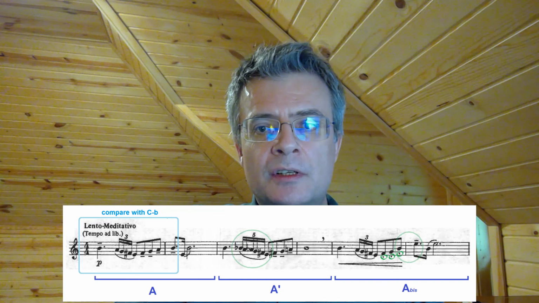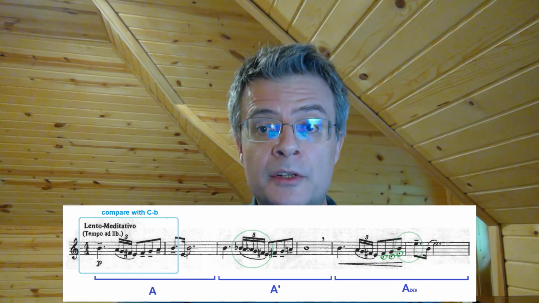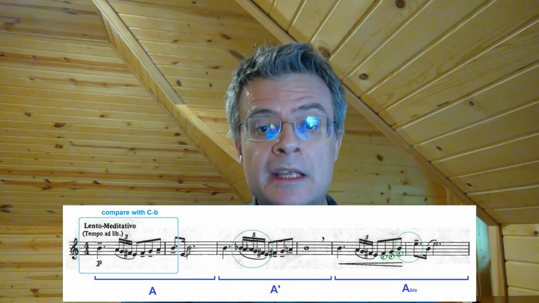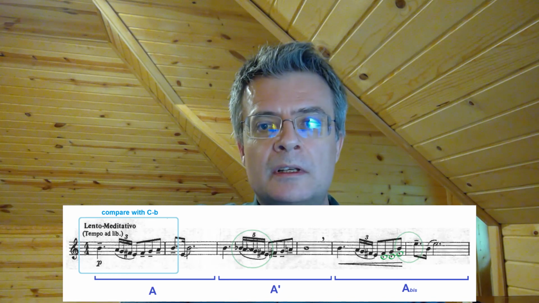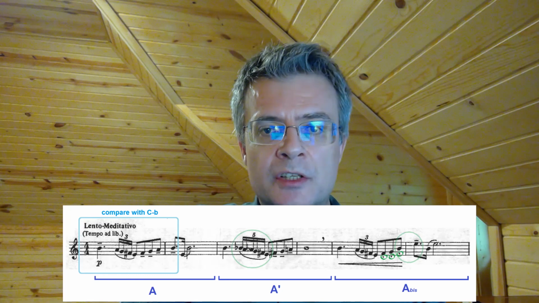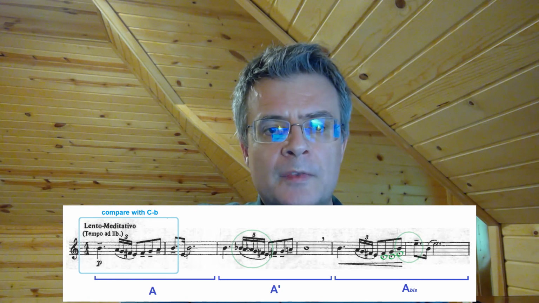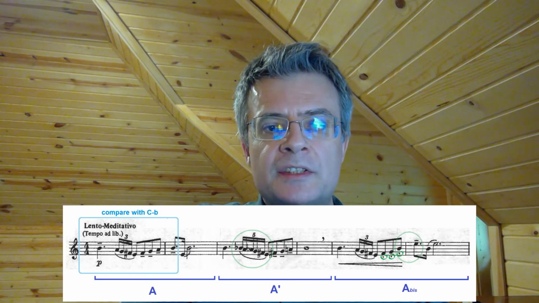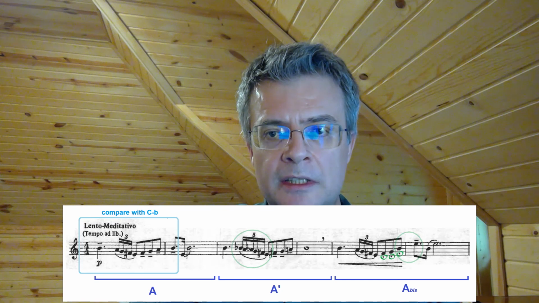So this slightly varied repetition of motif A in the form of A prima and A bis serves as our A section. You may notice that I squared the first iteration. It says compare with C-B. We will go to that in a minute. For now, let's go to what I have classified as the B section.